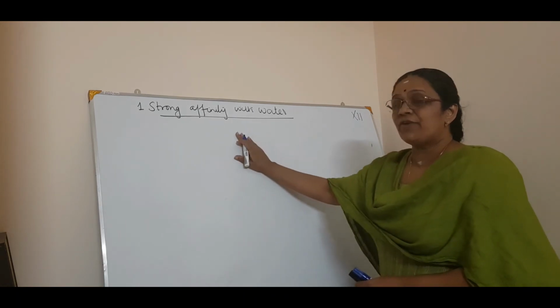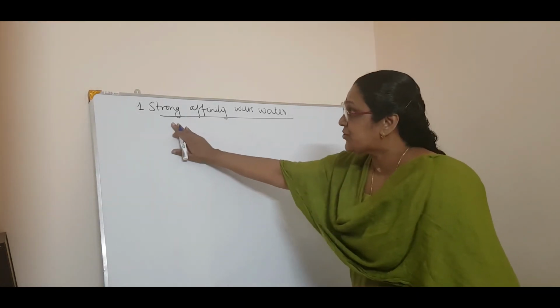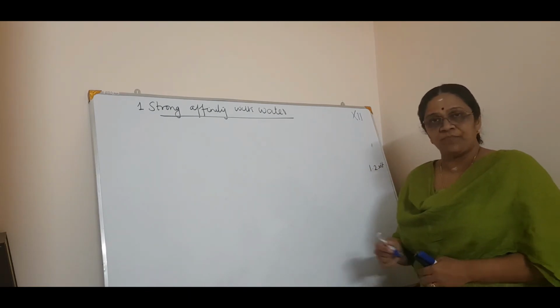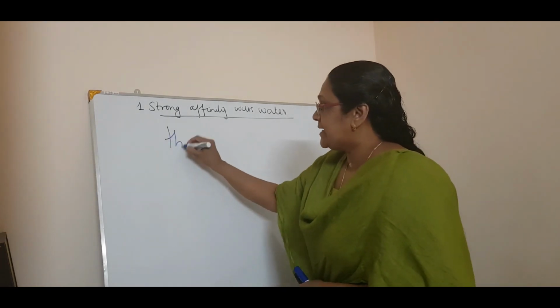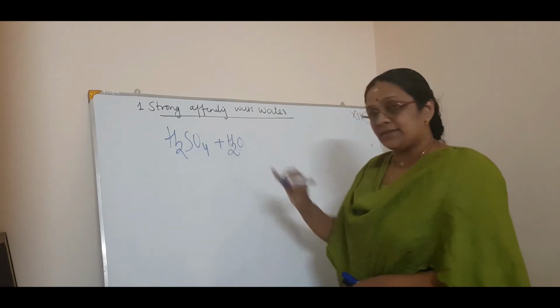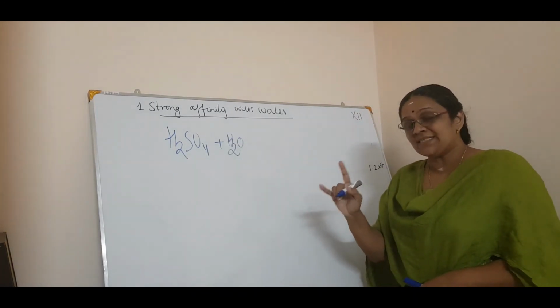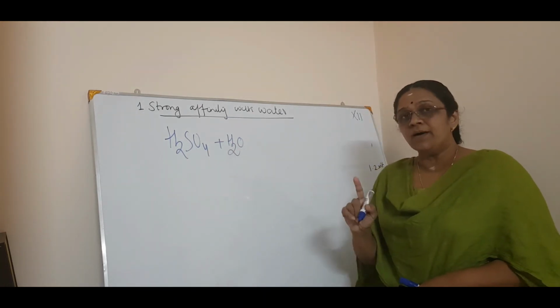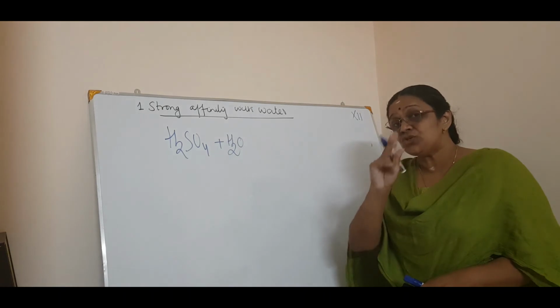Now we will see one by one. First is the strong affinity with water. That means aqueous solution. See, the sulfuric acid, that is H2SO4, when it reacts with water, being a very good acid, a strong acid, it liberates hydrogen. But remember, it liberates hydrogen in two steps.